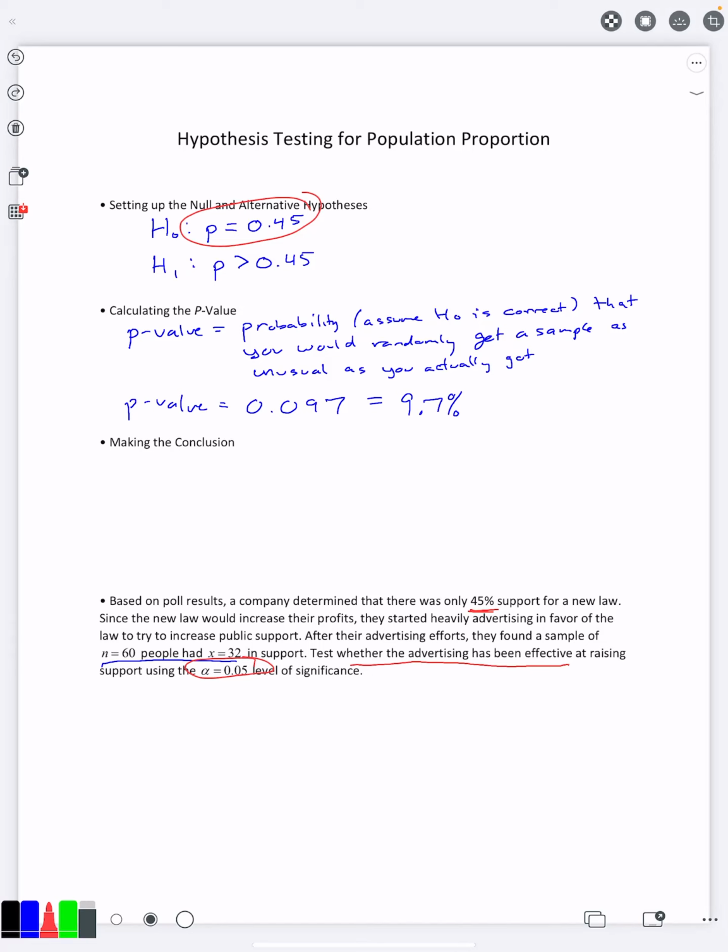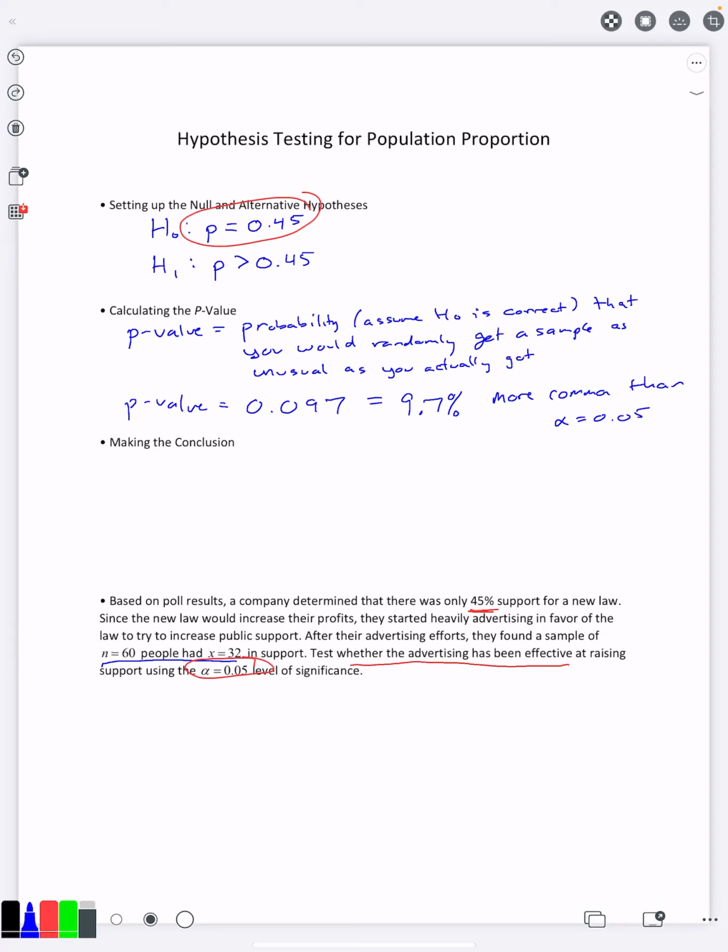However, if you get your p-value, and in this case it's 9.7%, and that is actually more common than your alpha value, which is 0.05, well, that means that this is not a particularly weird sample. It's going to happen in roughly 1 in every 10 samples, like 10%. That's not very weird, so that means I don't have enough evidence to prove H1.